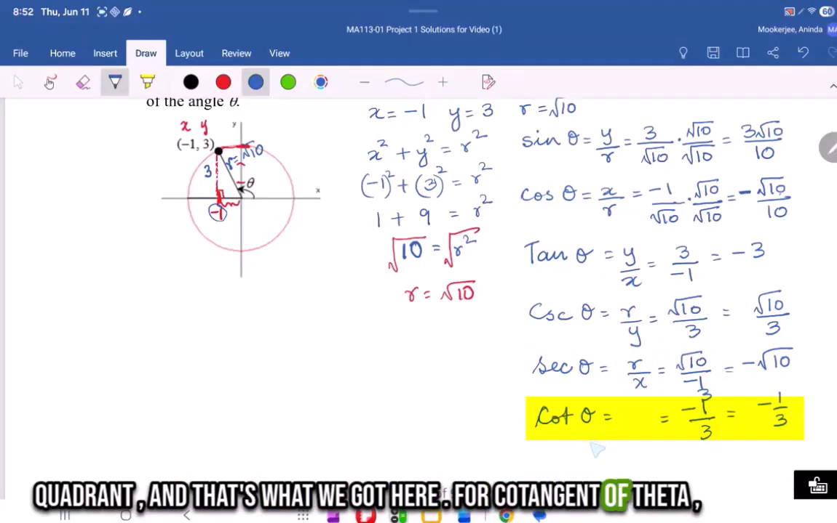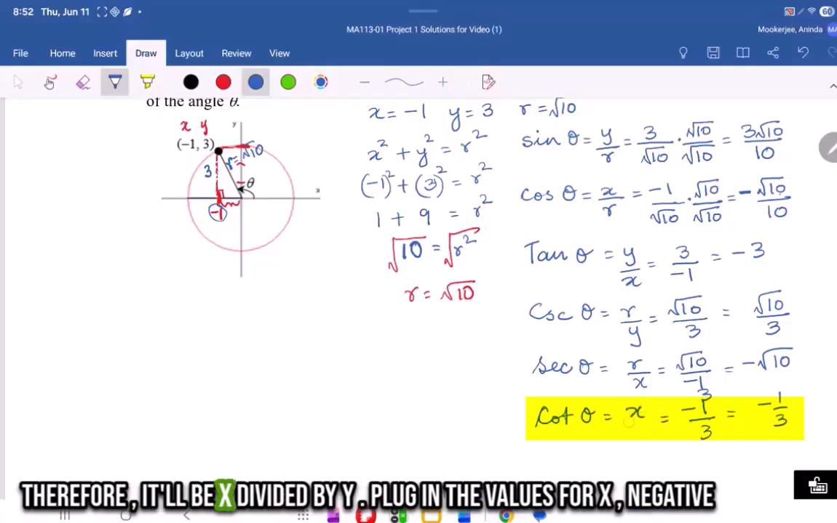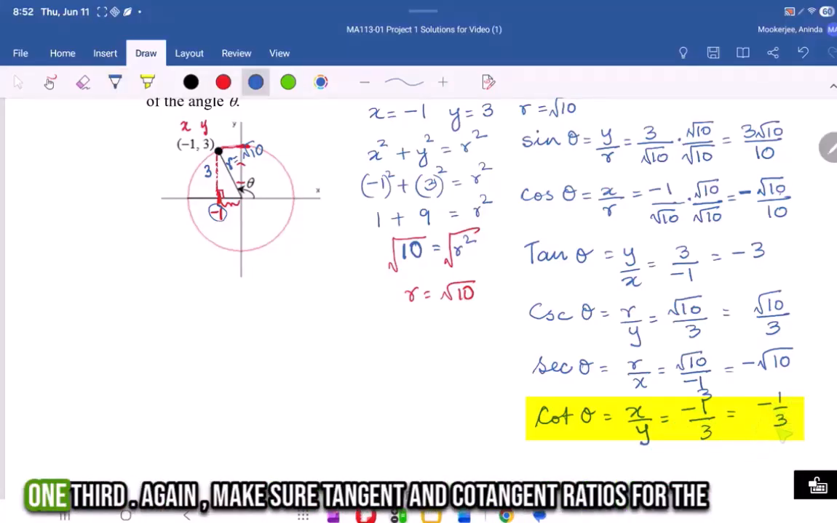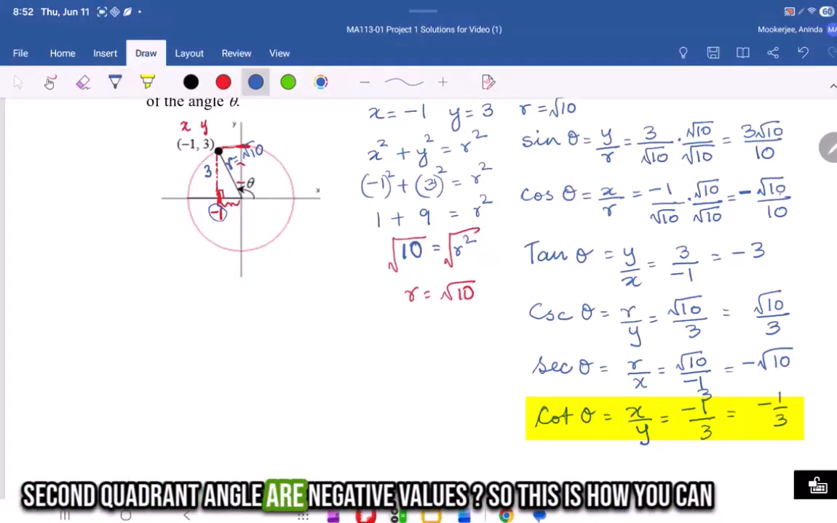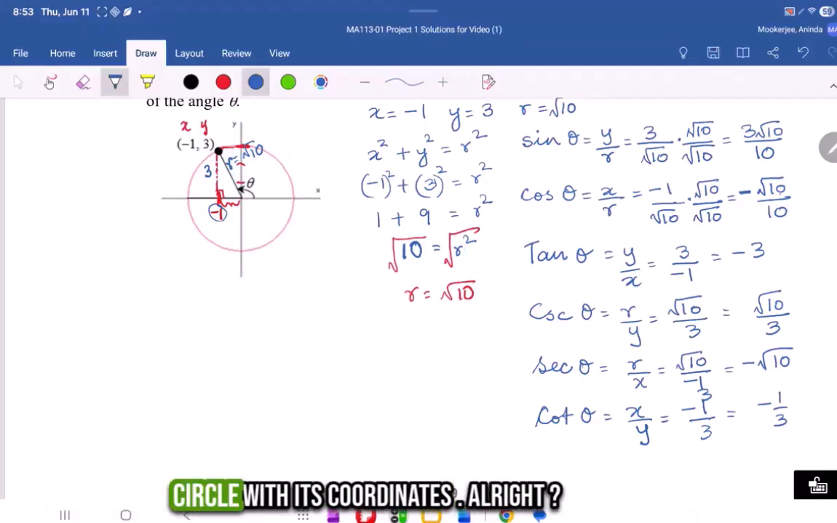For cotangent of theta, now cotangent is the reciprocal of the tangent function. Therefore, it'll be x divided by y. Plug in the values for x, -1. Plug in the value of y, it's 3, which is equal to -1/3. Again, make sure tangent and cotangent ratios for the second quadrant angle are negative values. So this is how you can find all 6 trigonometric ratios when you're given a point on a circle with its coordinates.